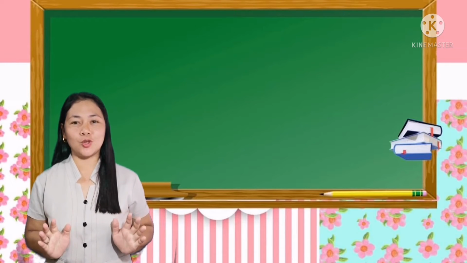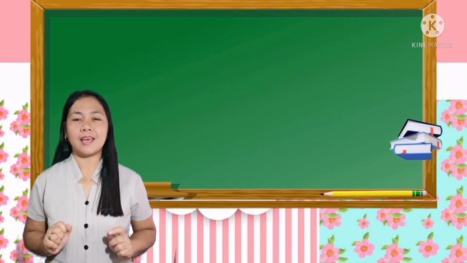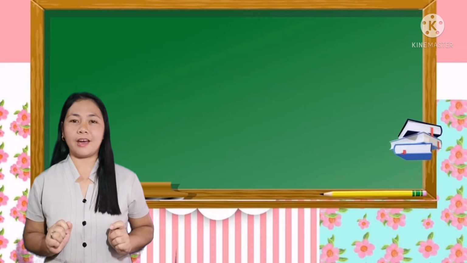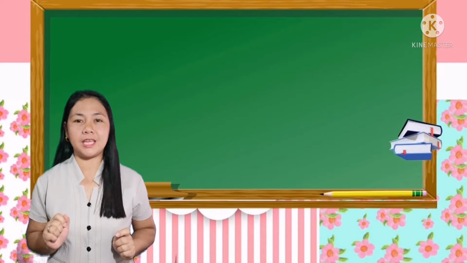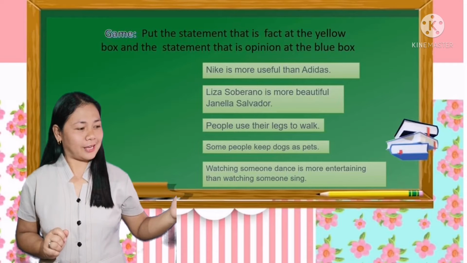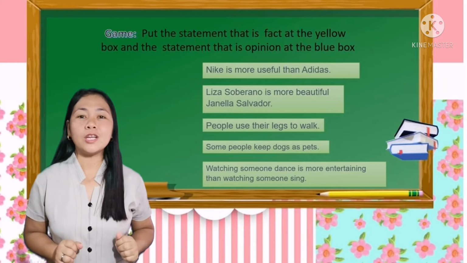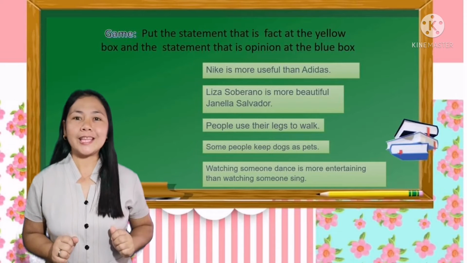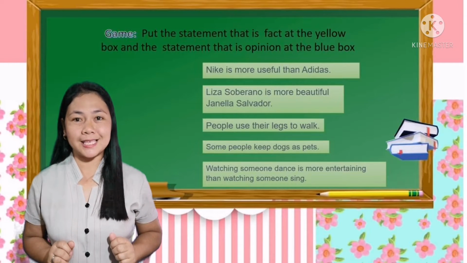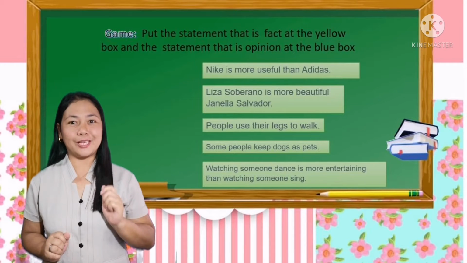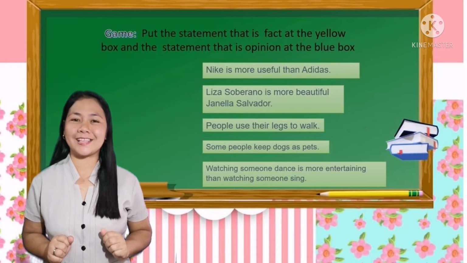I want you to draw two boxes. Inside one box, you write facts. In another box, you write opinion. Look at the statements here that I show you. I want you to analyze each statement, then write it in the proper boxes that I let you prepare. I will give you 5 minutes to answer this one.